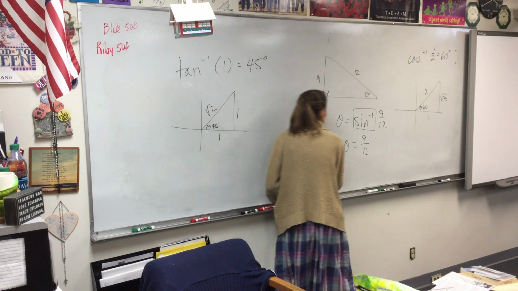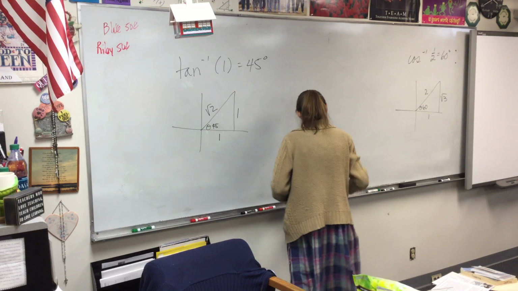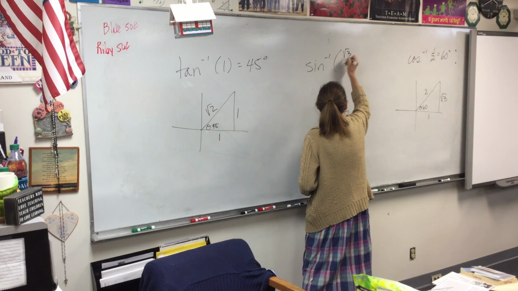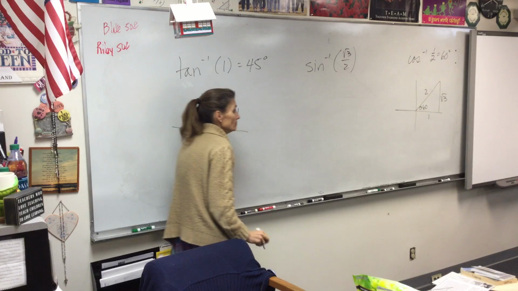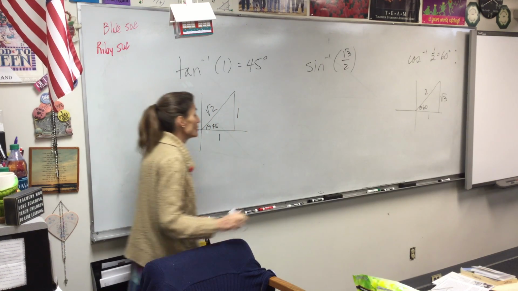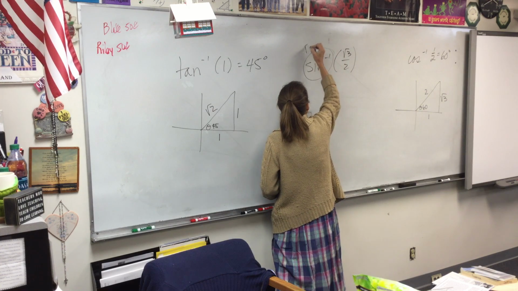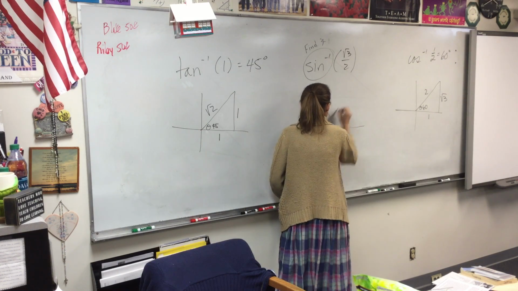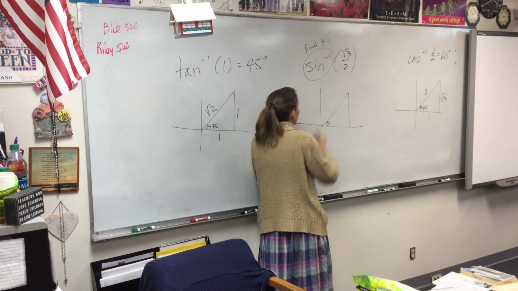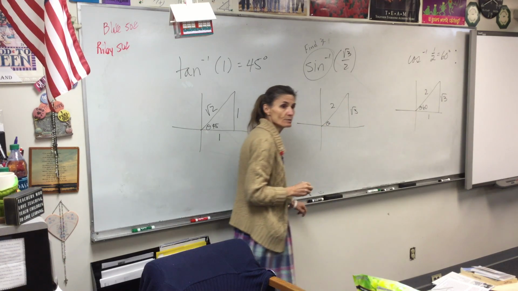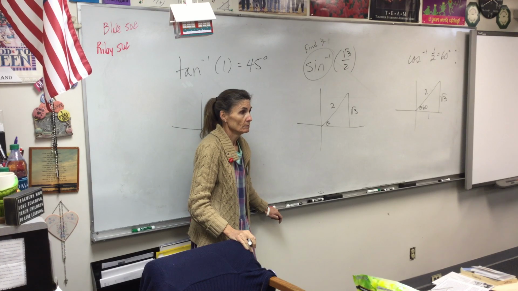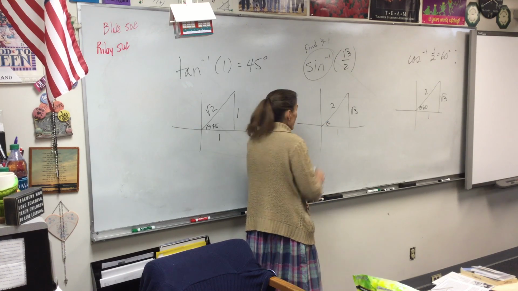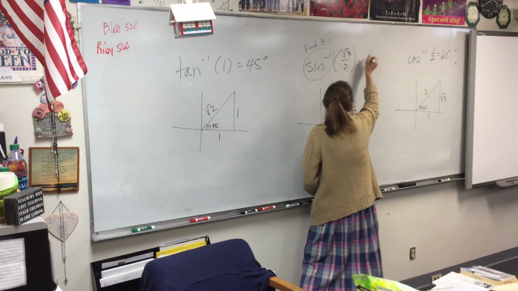All right, let's try one more. No calculator. So we recognize this means we're finding an angle. The answer is going to be an angle. And what do I know about that angle? Opposite over hypotenuse is root 3 over 2. Which means that's a 1. And that angle is 60 degrees.